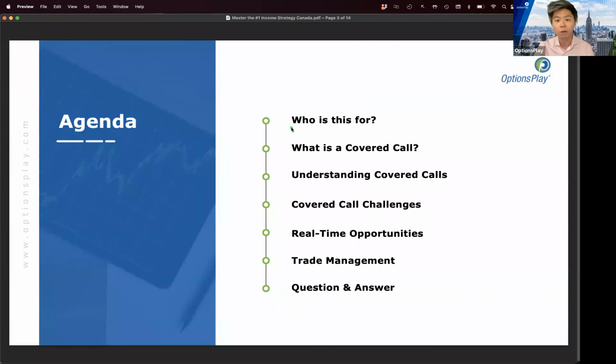So first thing I'm going to start off with is who is a covered call for, and then we'll talk about what is a covered call, helping you understand these covered calls, and more importantly, understanding what challenges you'll come across as you sell covered calls. I'll show you the real-time opportunities that you can find, and then end this with how do you manage a covered call trade before we open this up for Q&A here at the very end.